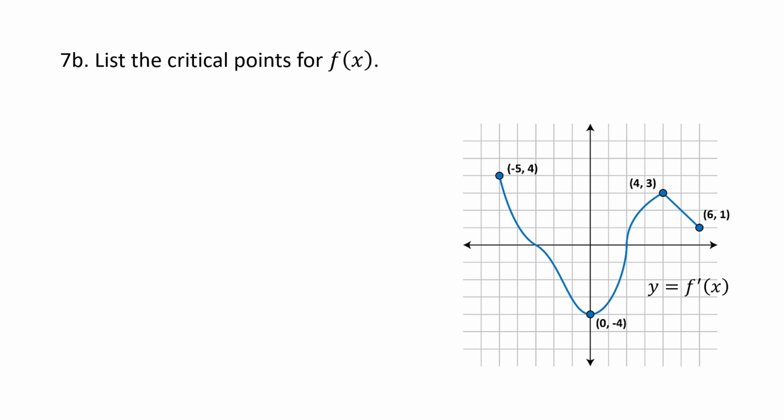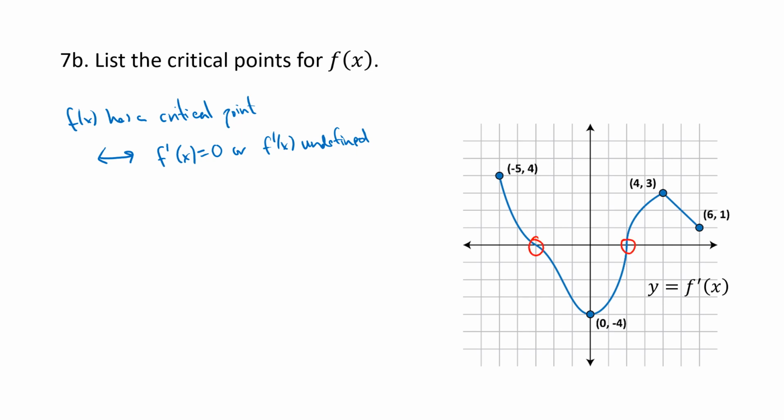Same graph, this time we're listing the critical points for f. Well, f of x has a critical point. When we translate that into the language of f prime, that means that f prime of x is either equal to 0 or f prime of x is undefined. Now, this graph is never undefined. I don't see any asymptotes or holes or anything like that. So if we're looking at f prime of x equaling 0, that's going to happen 2 times, here and here. So that's going to be at x equals -3 and x equals 2.